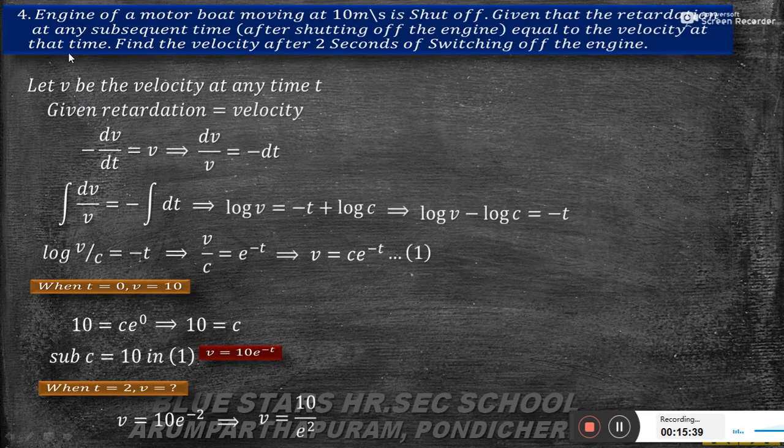So you see here, now we discuss the fourth problem. The engine of a motor boat is moving at 10 meter per second. We know that an engine motor boat is used in a lake or sea. So per second it goes 10 meters. Then it is shut off. Shut off means it is not moving. Given that the retardation at any subsequent time after shutting off the engine is equal to the velocity at that time. Find the velocity after 2 seconds of switching off the engine.